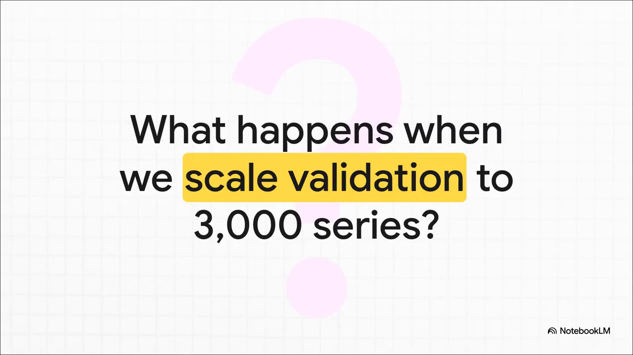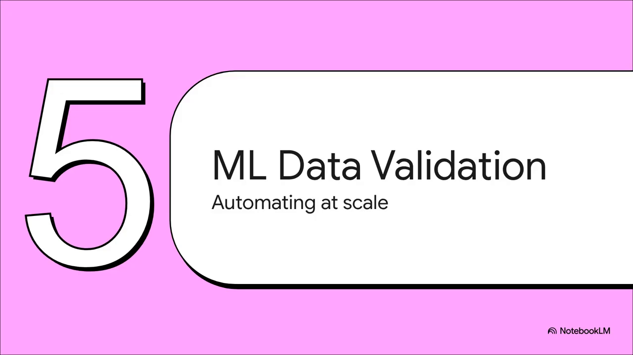So ask yourself, what happens when we scale data validation up to 3,000 daily market series? You have your historical metrics, you've got your methodology, sure, but manual validation at this kind of scale is literally impossible. You can't just have a human manually checking 3,000 series for errors, anomalies, or data corruption. There's just no way. We need an automated solution. And that brings us to our final section, Section 5, Validating Data with Machine Learning.